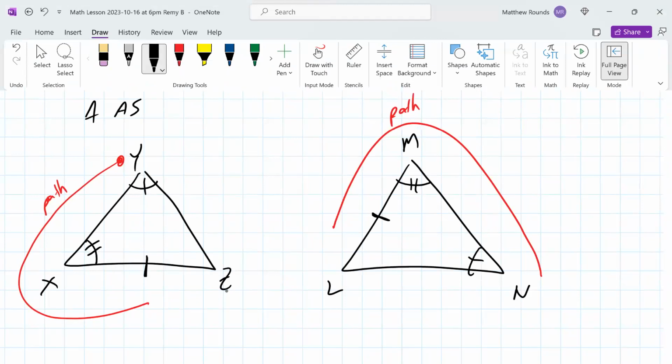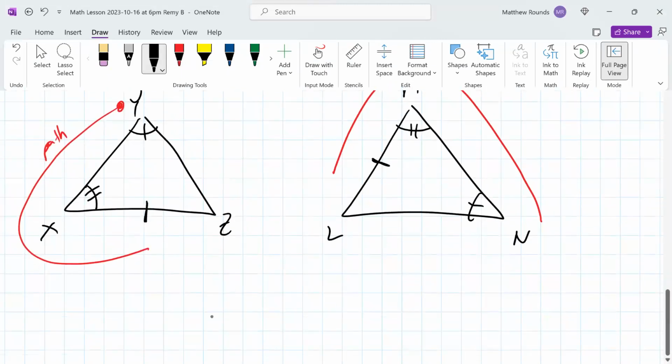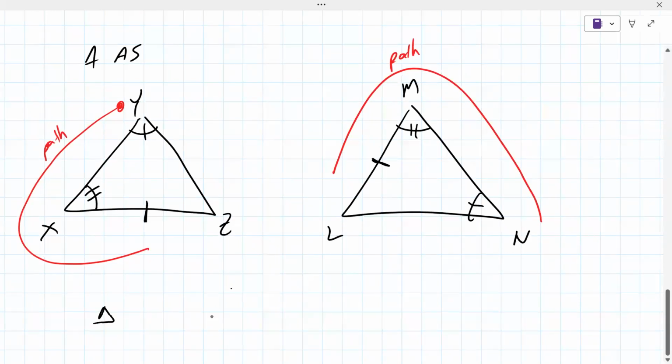So let's see if you can give me the congruence statement. Let's go ZXY on the left. What is that congruent to on the right? ZXY would be congruent to LMN. All right. Any questions, thoughts on that before we proceed? No. Okay.